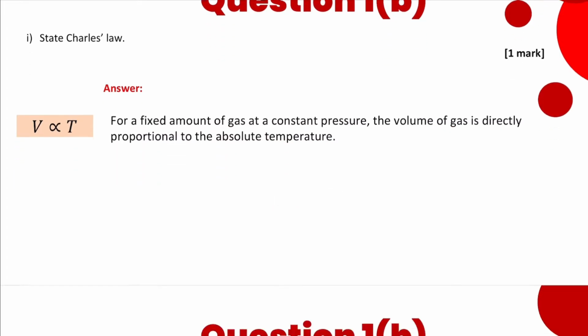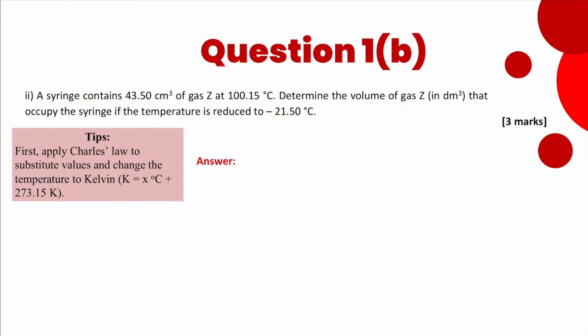Okay, let's look at question B2. A syringe contains 43.50 cm3 of gas Z at 100.15 degrees Celsius. Determine the volume of gas Z in dm3 that occupy the syringe if the temperature is reduced to negative 21.50 degrees Celsius. Okay, so now in this question, you are not given the pressure. That means pressure is constant. So that's why we have to apply Charles' law.